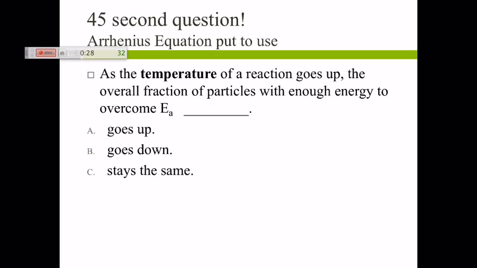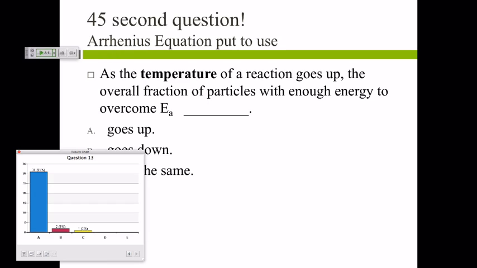So what do we say? As the temperature of a reaction goes up, the overall fraction of particles with enough energy to overcome activation energy, Alex, is? Mr. Wolf? I'm reading the question out loud, buddy. Come on, help me out. Do you guys agree?